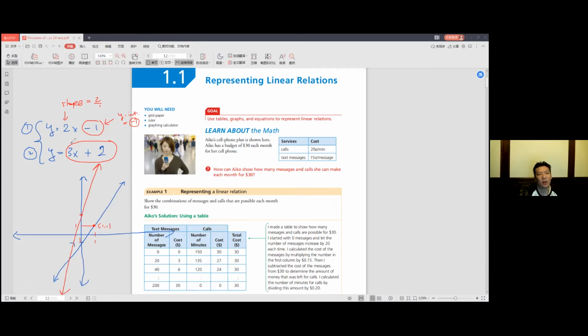Okay, so this will be line number 2, and this is going to be line number 1. So the question of what x and y coordinates satisfy both equations? Well, it's going to happen at the point of intersection, because at the point of intersection we have a set of x and y coordinates that satisfies both lines, right?